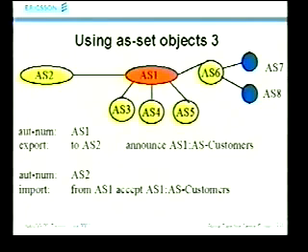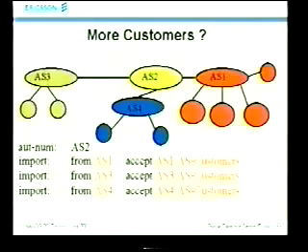One of the advantages of RPSL is you can delegate some tasks to different people rather than having all your network operations staff changing this. Okay? Any questions on AS set objects so far?